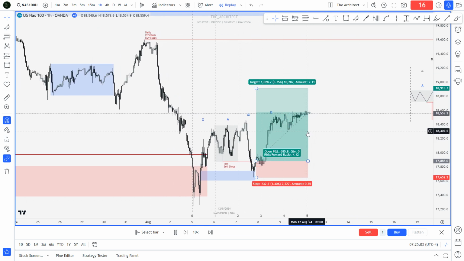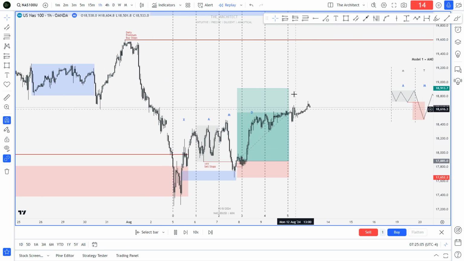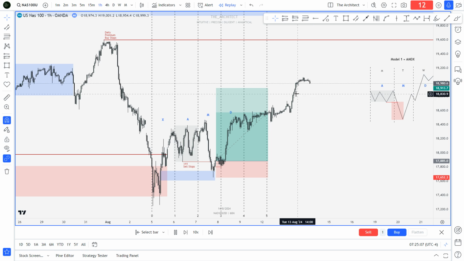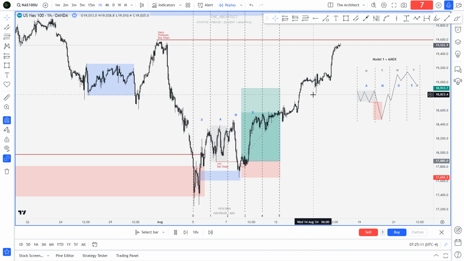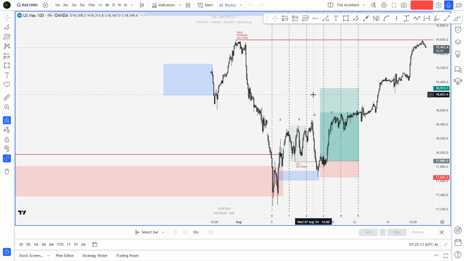So those are your models. Please do revise it. Please do practice this week's one, right? See how this week unfolded. But with that being said, best regards, the architect.